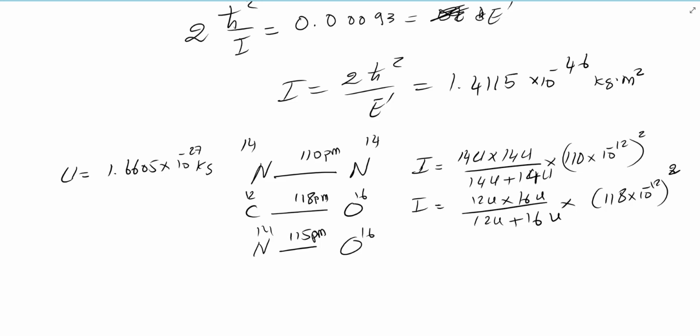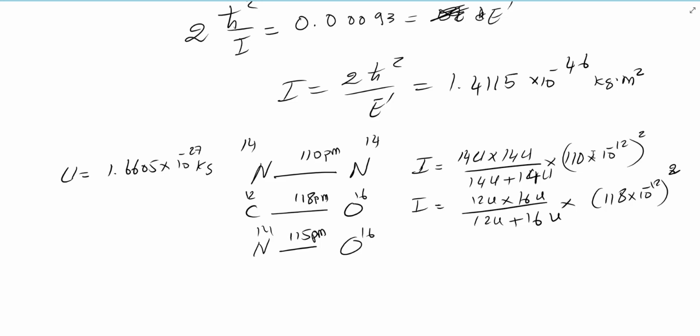No, because I want to just sub the value in there later on so that I can do it faster. So it's 110 times 10 to the negative 12, squared. This is one time when doing mental math is not useful. Now I have to multiply by that u, remember? That u is 1.6605 times 10 to the negative 27.